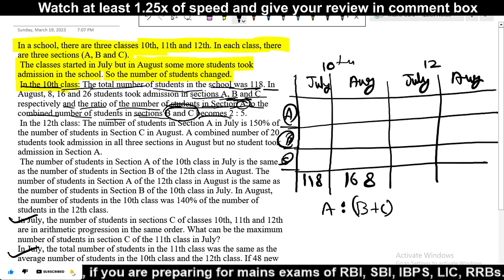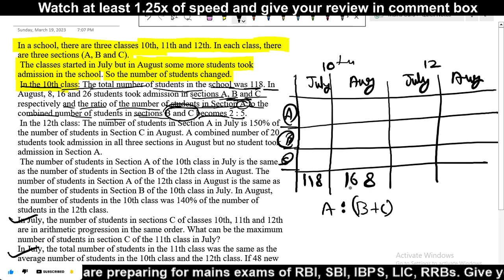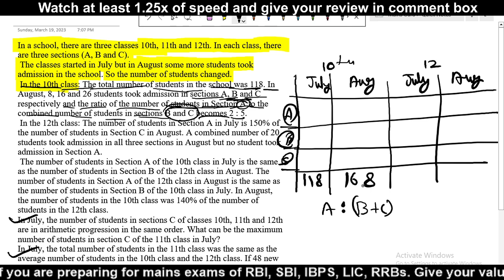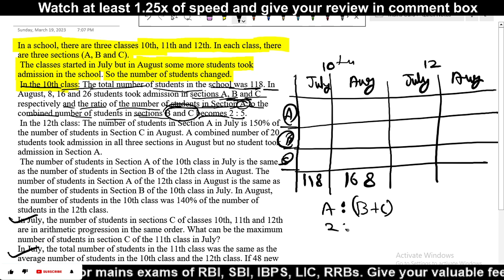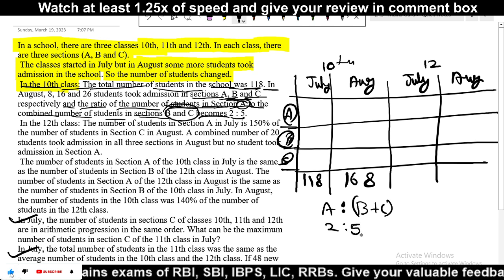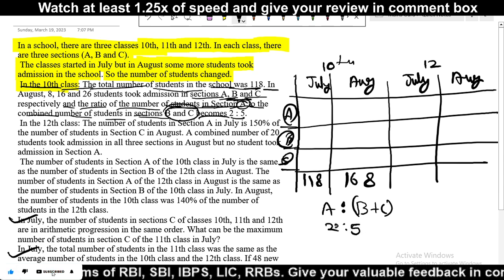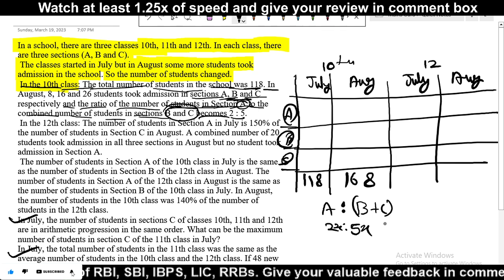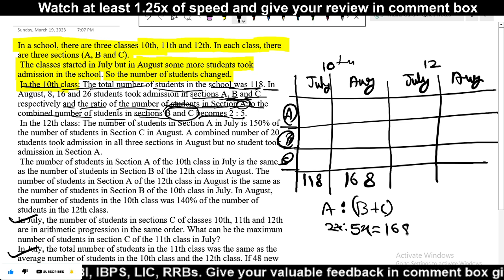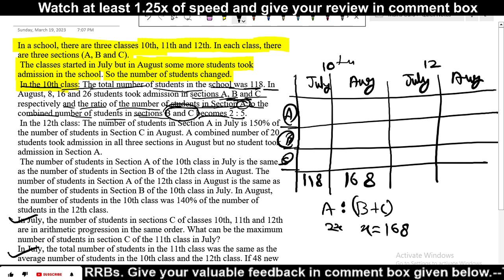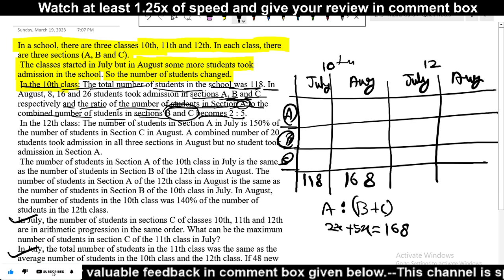The ratio becomes 2:5. Becomes means for this 168 it is saying, so the ratio becomes 2:5. So what we do now, we will simply put x here, and we will calculate the value of x. How? I will add these both numbers, and it will be equal to 168. I hope you understand what I want to say.